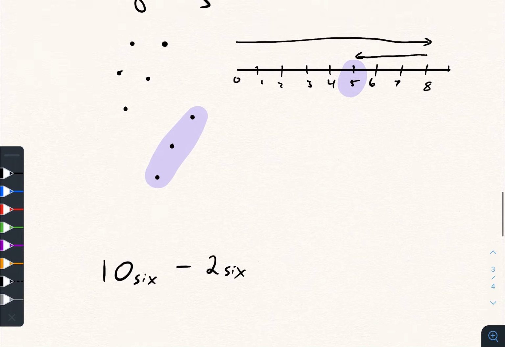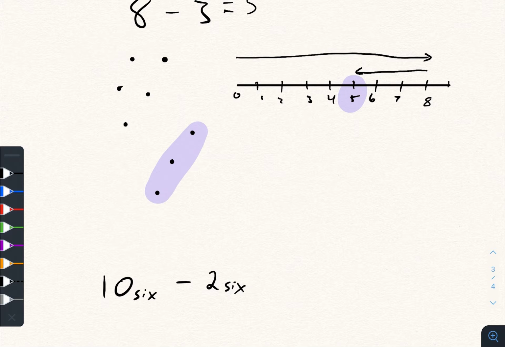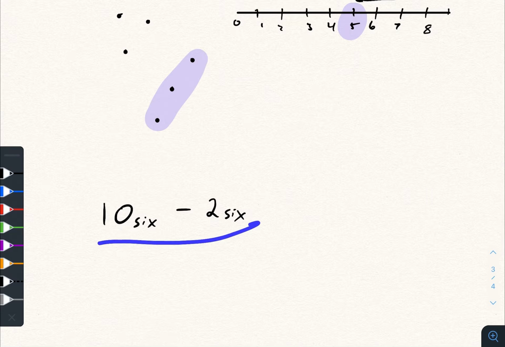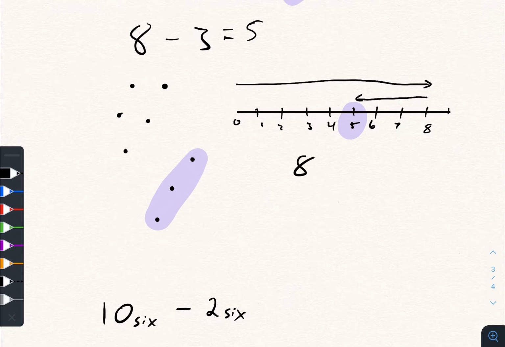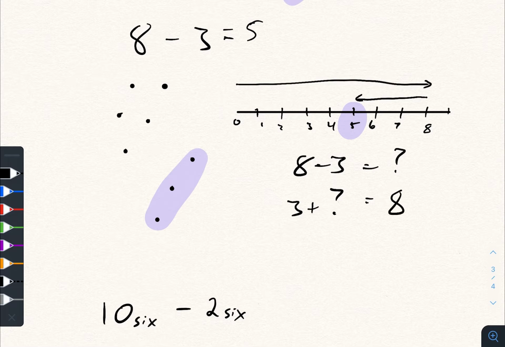So we talked about this. This was a takeaway approach over here. You could think of this type of problem as a missing addend problem, which you could have done up here too, by the way. So let me talk about it up here before I go up to a different base. If I wanted to talk about 8 minus 3 equals 5 using a missing addend approach, you want to think about it as follows. 8 minus 3 is equal to question mark, right? So really this is the same as solving the problem 3 plus what is equal to 8.